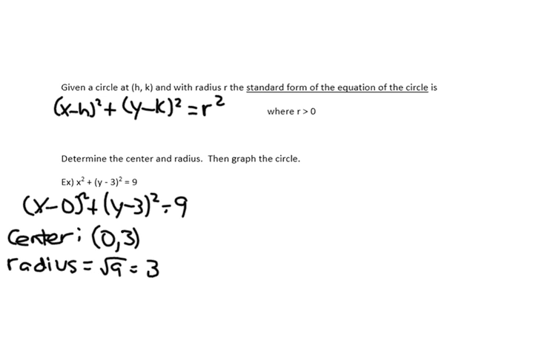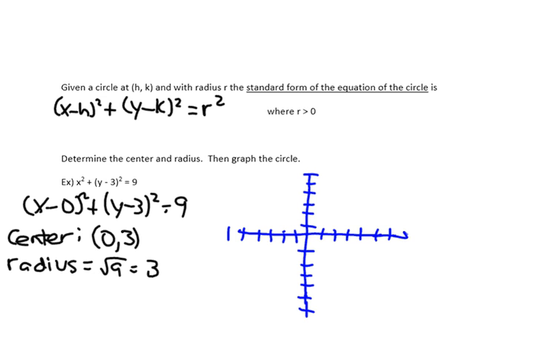Now that I have that, I can use both of these pieces of information, the center and the radius, to graph this. So I'm going to create a coordinate plane and label my axes and my scale marks. What I might suggest is to graph the center of the circle first. I'm going to graph it at (0, 3). Now, all radii are exactly the same. So for me, the easiest way to do this is to go up 3, down 3, left 3, and right 3 from the center.